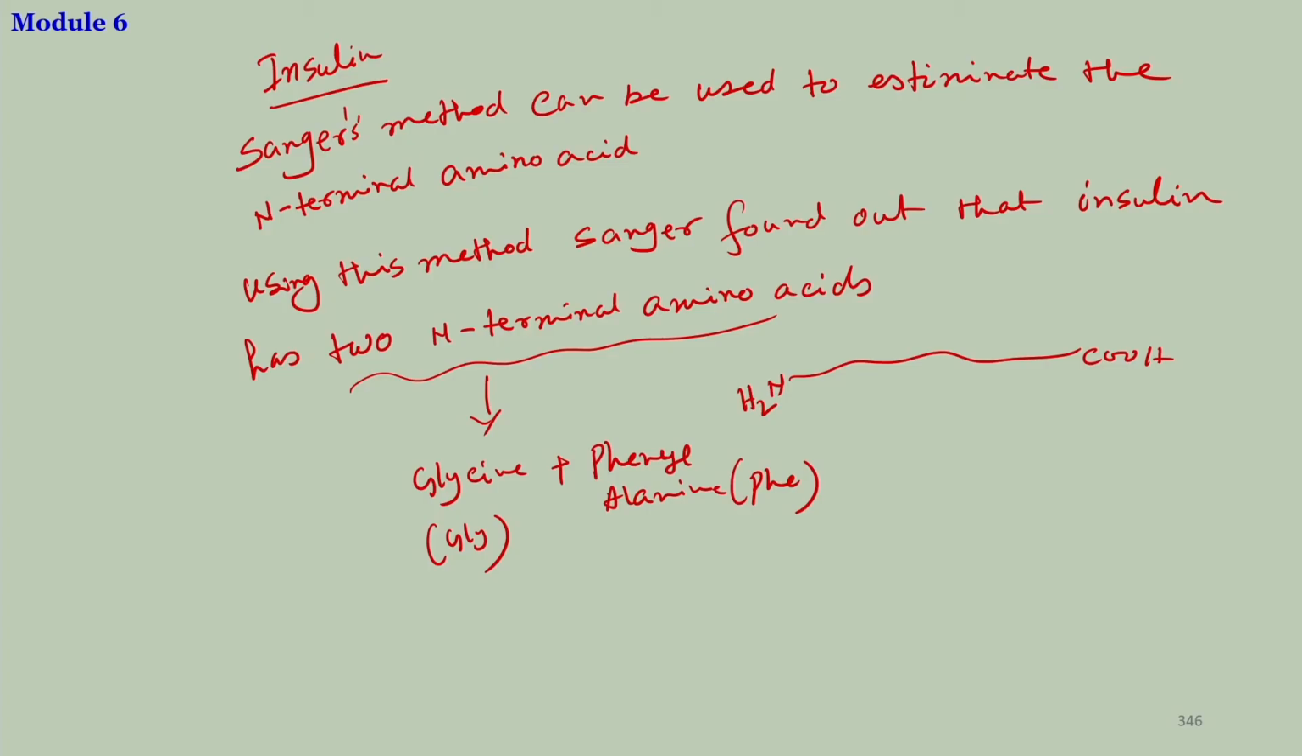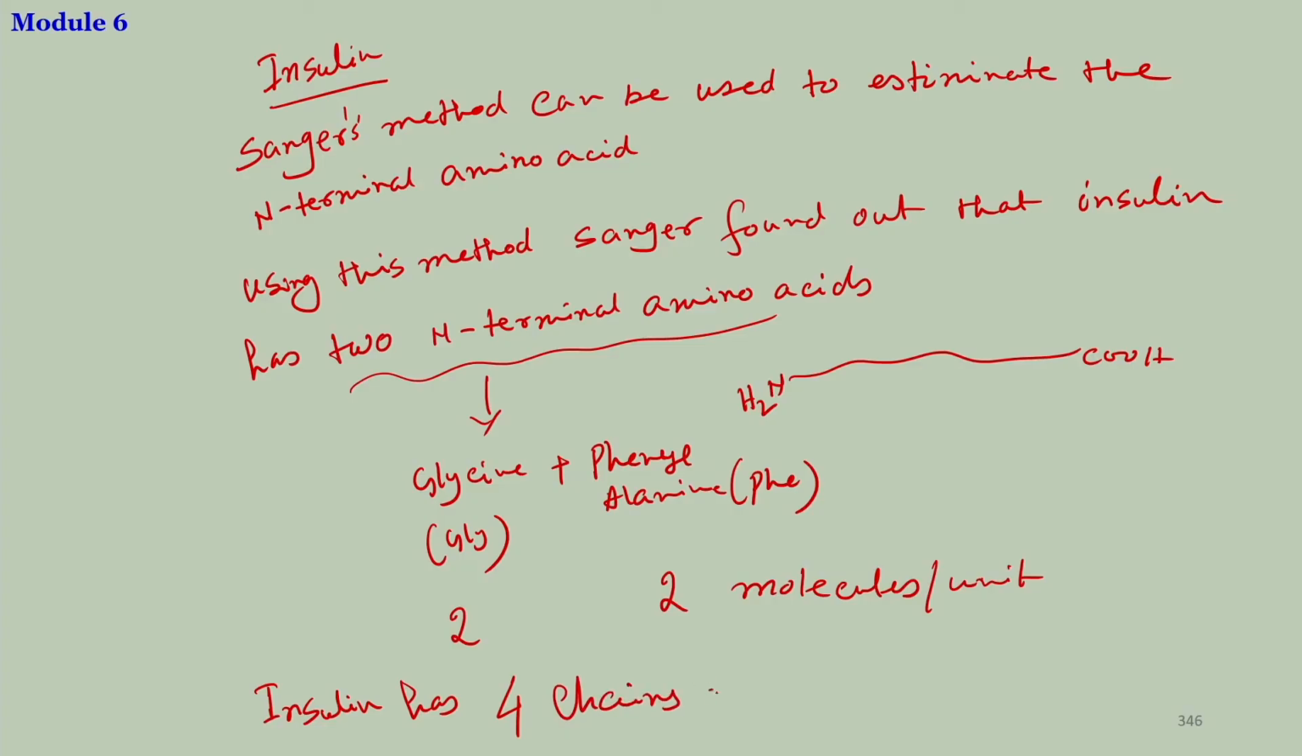Not only that, Sanger also found out that if you estimate their quantity, glycine was 2 equivalents in number, and phenylalanine was also 2 equivalents in number, 2 molecules per unit. That means insulin has 4 N-terminal amino acids. 2 of these N-terminals are glycine, 2 of the N-terminals are phenylalanine, which essentially means that insulin has 4 chains of peptides, 4 long peptide chains or 4 protein chains present in the whole protein structure.